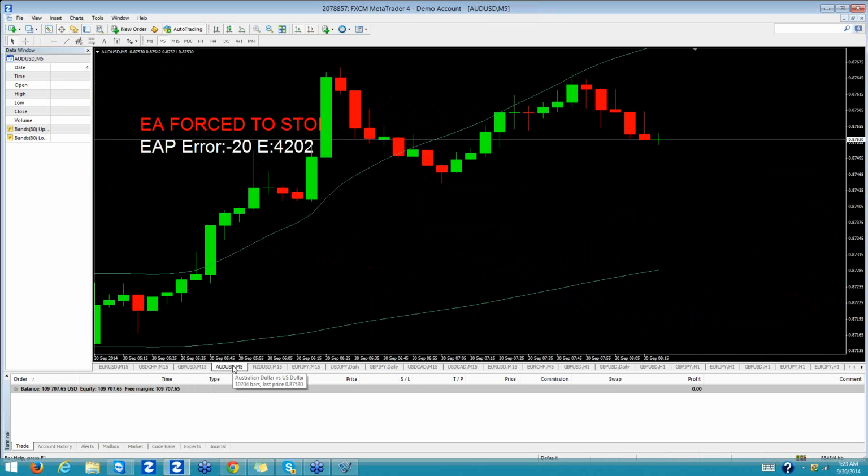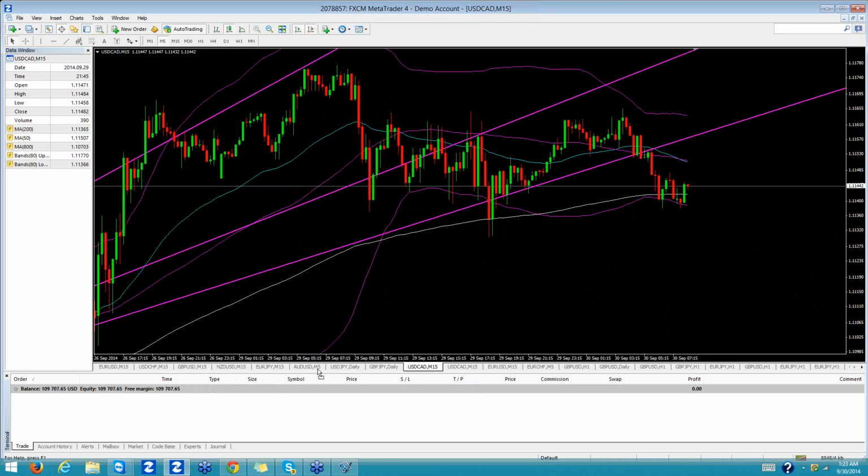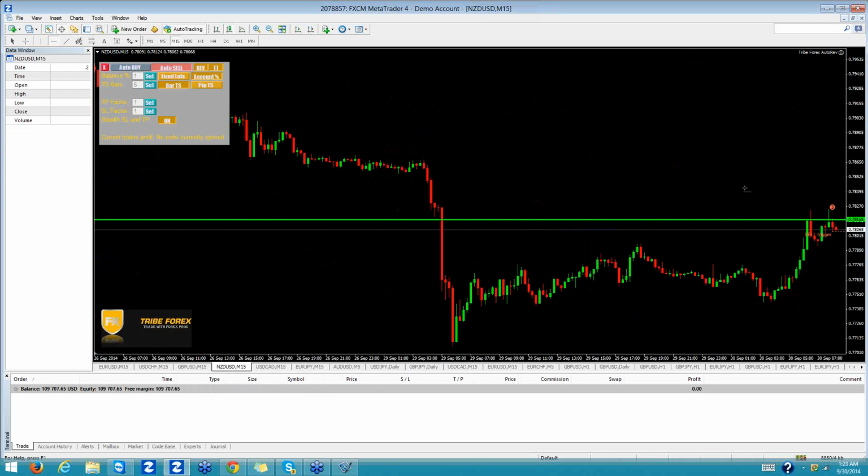All right, so we don't have an Aussie dollar either, so I'm going to separate this one, pull it out, put it with our euro, our yen pairs. All right, so the closest thing that we have is the New Zealand dollar.